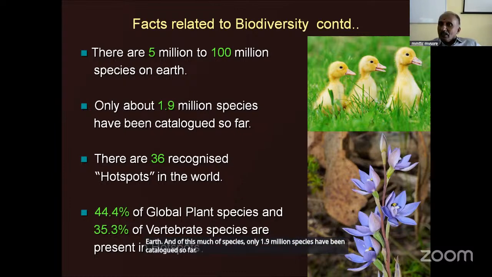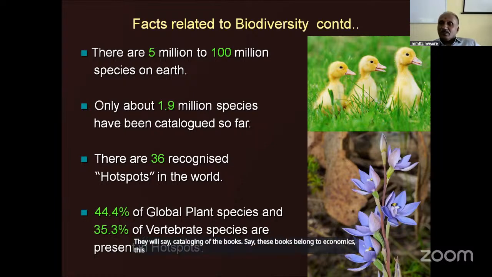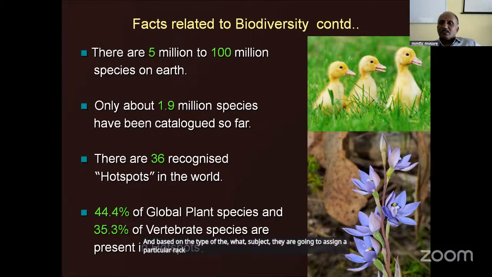What is cataloging? Cataloging means identification and classification. Suppose you go to a library, they will speak of cataloging of the books. Say, these books belong to economics, this belongs to botany, this belongs to physics, this belongs to English, this belongs to Kannada. Likewise, they do classification, isn't it? They sort out, and based on the type of the subject, they assign a particular rack and particular author and arrange everything. That is called cataloging.